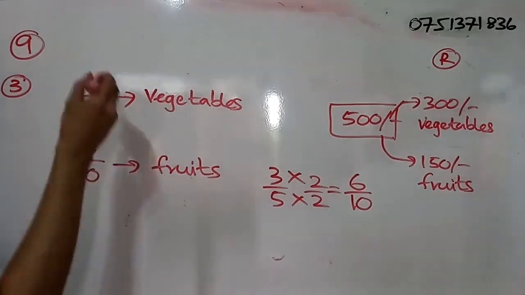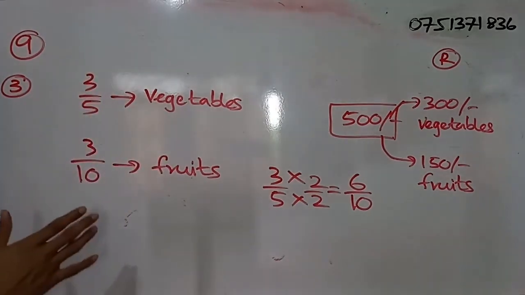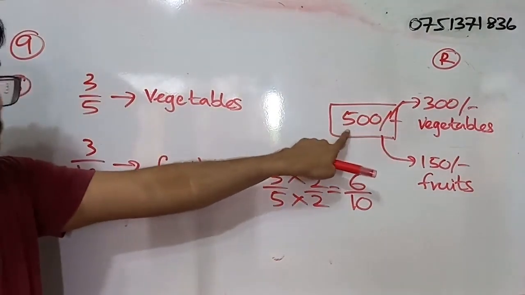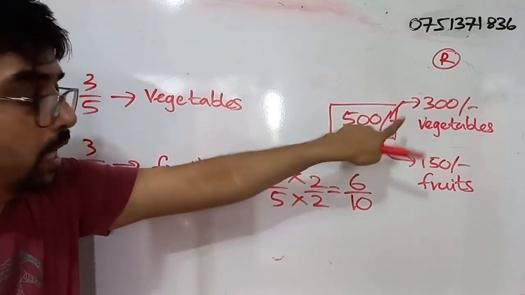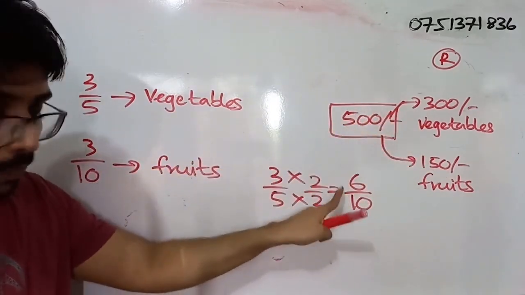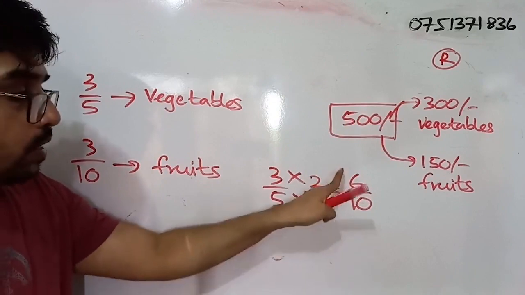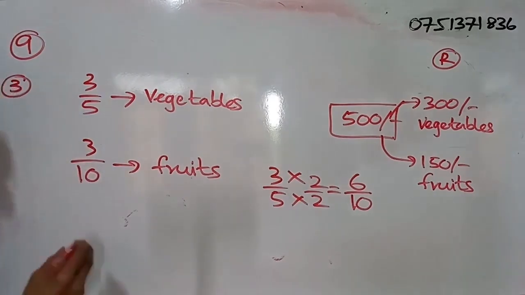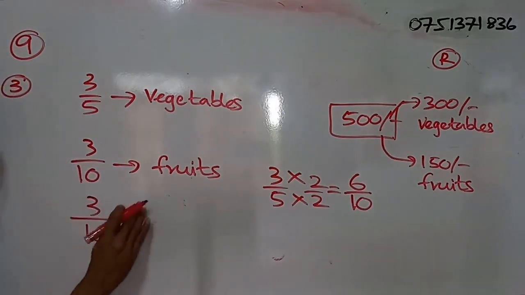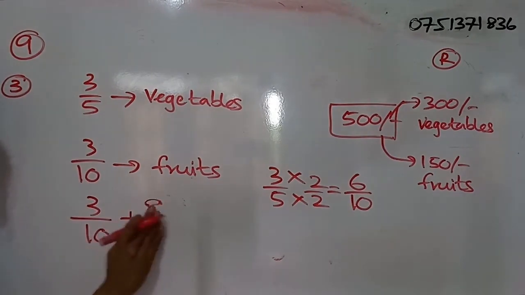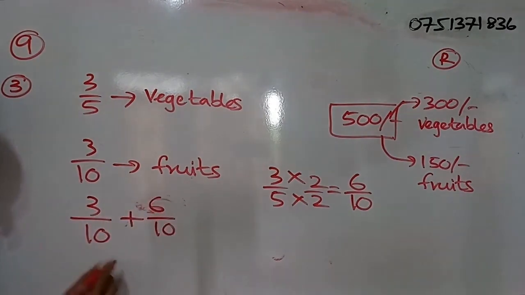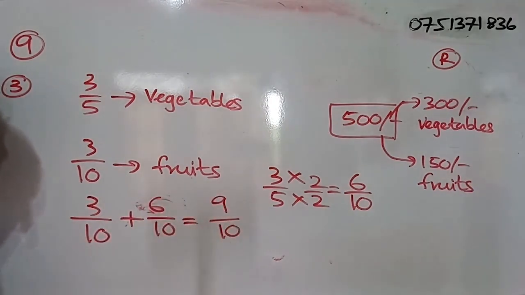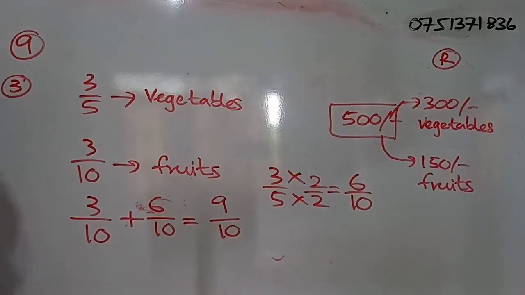She spent 300 rupees out of 500 rupees for vegetables. When we convert that information into fractions, what will it be? 6 by 10. So 6 by 10 for vegetables, 3 by 10 for fruits. What is the total amount? 3 by 10 plus 6 by 10. So this is fruits, this is vegetables. What is the total amount? 9 by 10.